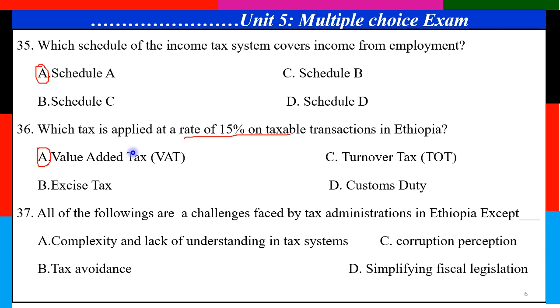Value added tax in Ethiopia is 15% on the product that is sold, or 15% on each stage of the production of goods and services. Maybe the government imposes this amount of what? The tax.